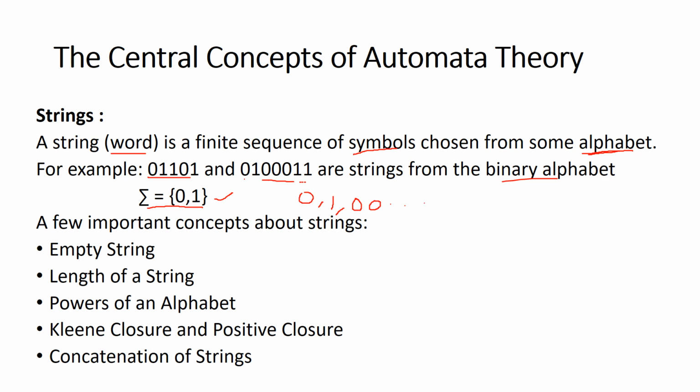Now let us look at a few important concepts about strings. The important concepts about strings include empty string, length of a string, powers of an alphabet, Kleene closure and positive closure, and concatenation of strings. Let us go into the details of each one of them. Let us start with empty string.